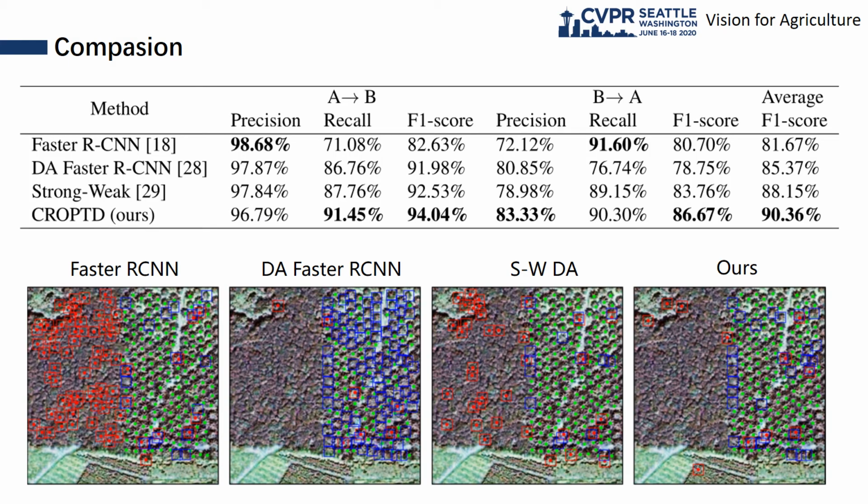We illustrate an example region for these two transfer tasks. The green points stand for the correctly detected oil palms. The blue squares stand for the ground truth oil palms that are missing, and the red squares with red points stand for other types of objects like other vegetation or building corners that are detected as oil palms by mistake. We can observe that our CROPT performs better than other methods, beyond Strong-Weak by 2.21% in respect of average F1 score.